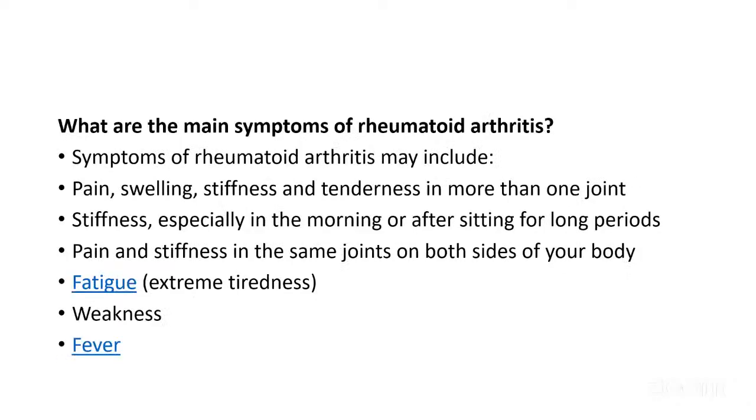Main symptoms. Symptoms of rheumatoid arthritis may include the following: pain, swelling, we've said that, stiffness, tenderness in more than one joint. You have stiffness, especially in the morning or after sitting for a long period of time. You have pain and stiffness in the same joint on both sides of the body. You have fatigue, which is extreme tiredness. You have weakness, you have fever.